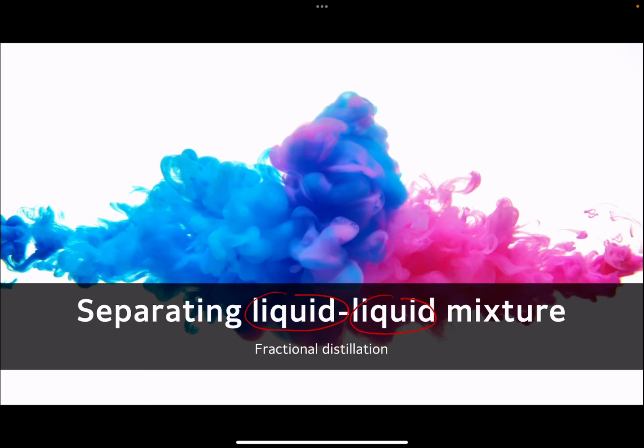So fractional distillation sounds very similar to simple distillation, right? In fact, the setup is almost identical as well. But there is one distinct difference that differentiates them, so I will talk about that. But let's take a look. What's so special about this liquid mixture whereby we will use fractional distillation to separate it?